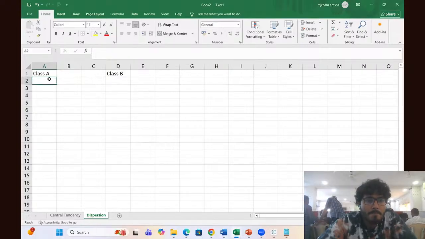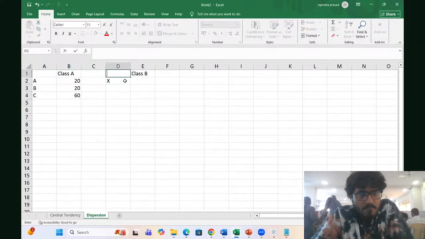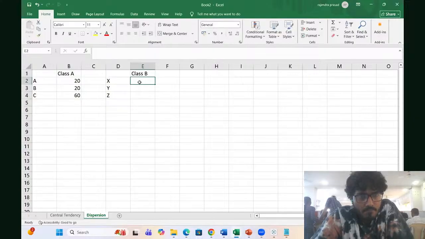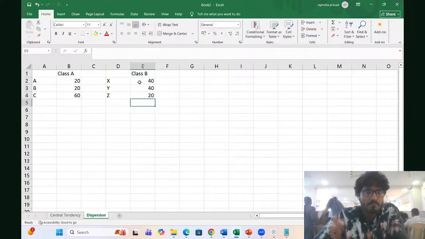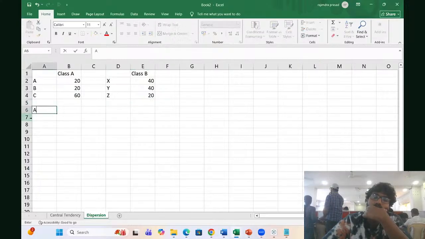First, let's say students A, B, and C. The test scores of these are 20, 20, 40, and the remaining 60. Got it like this? Coming to class B, let's say X, Y, Z. These fellows got around 40 marks, 40 marks, and 20 marks. These are the test scores. So usually what we do is calculate the average. Depending upon the average performance, we'll take a decision.